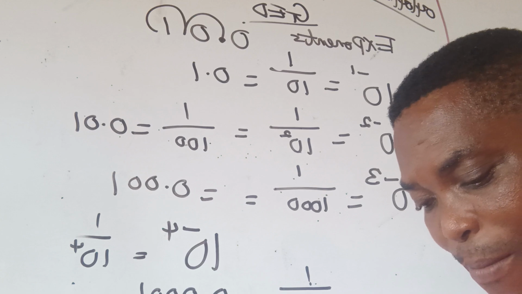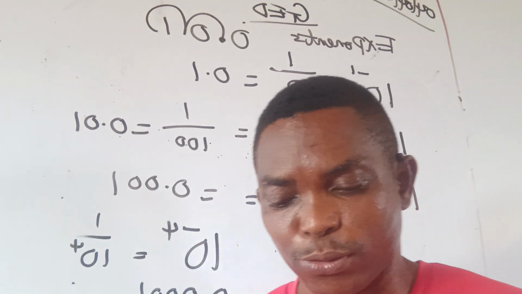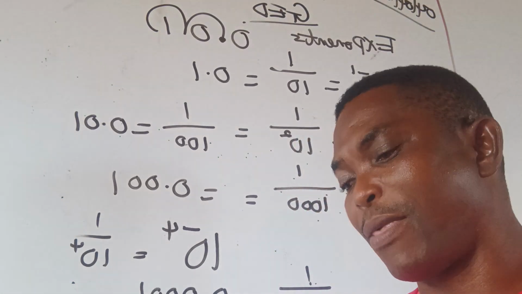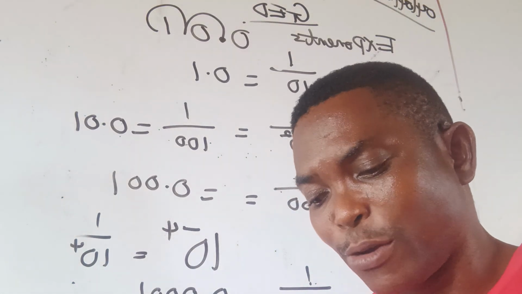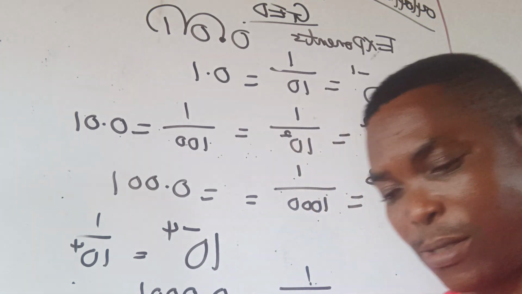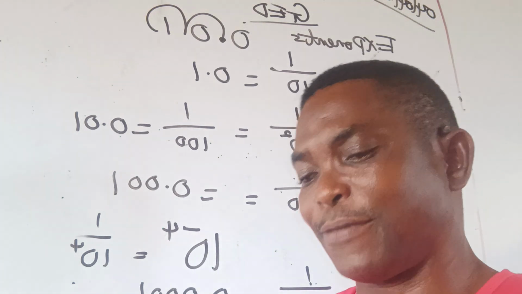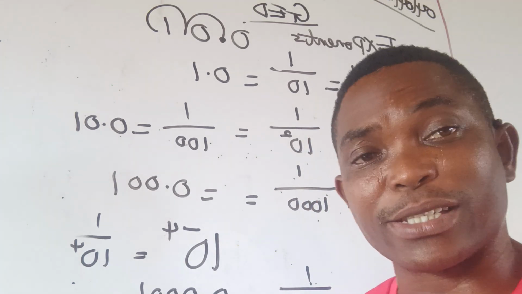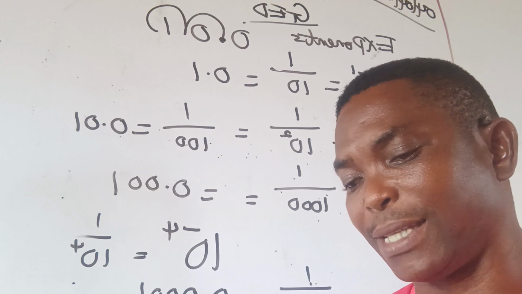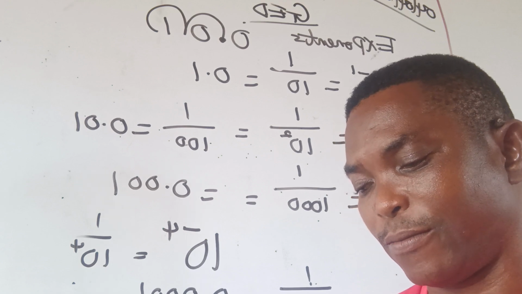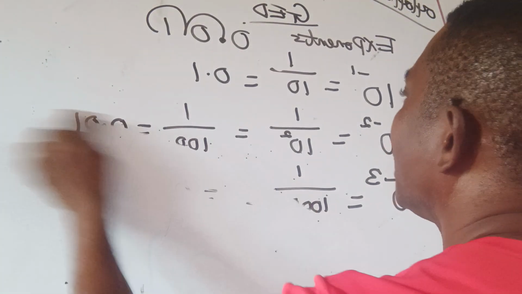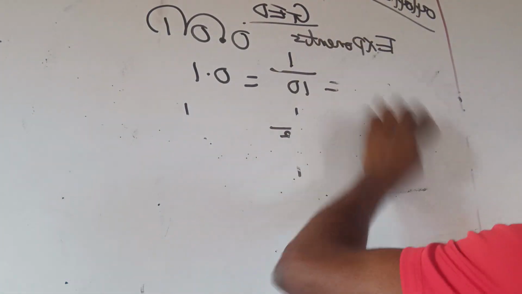Now let's have an introduction to the scientific notation. Scientific notation is a method that uses powers of 10 to write very small and very large numbers. A number in scientific notation is expressed as a product of a number between 1 and 10 and a power of 10. Scientific notation. Let me clean the board. Let's see this example given.